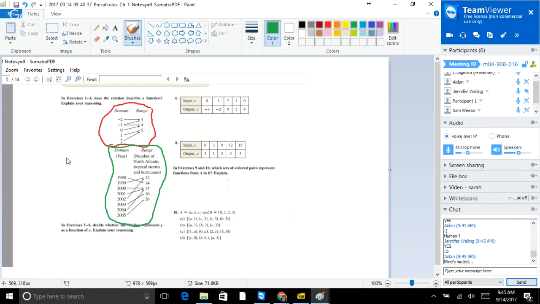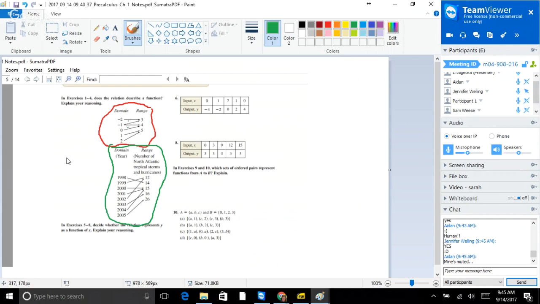I actually thought number 10 was kind of fun because they have it written in a different notation. 6 and 8, I think you guys can do no problem. If you want to type what you think it is, that's fine. But number 10, and these are all just written different ways. These are all sets of data, domains and ranges, the inputs and outputs. They're all the same terminology, just written in different ways.